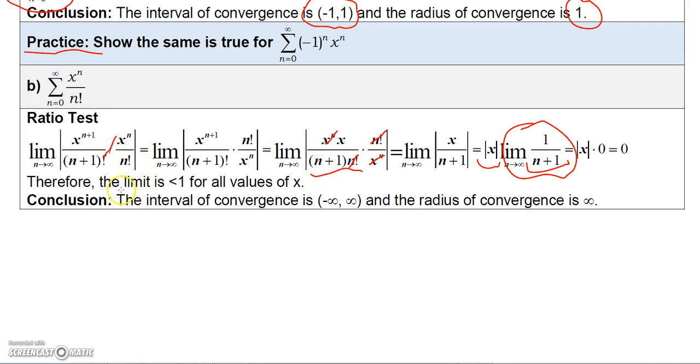Therefore, this limit is less than 1 for all values of x, and so since r is less than 1 for all values of x, the interval of convergence would be -infinity to infinity, and the radius of convergence is infinity.